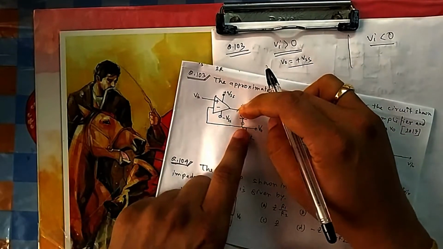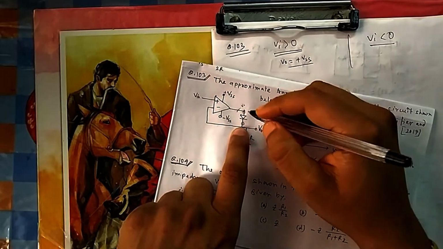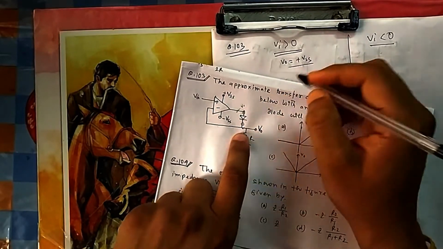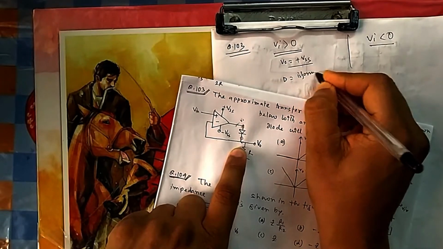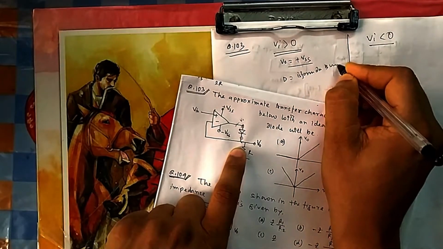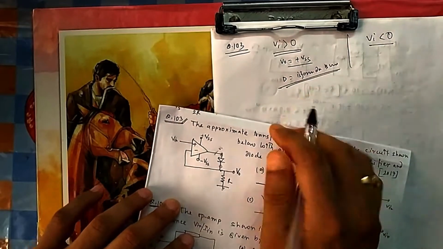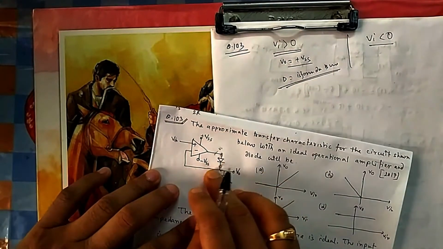Once this gets plus VSS and this side is already 0, think about this diode. This is plus, this is 0. So this diode is forward biased. Once this diode is forward biased, the circuit is changed. Now what will the circuit be? Now it will be a feedback.